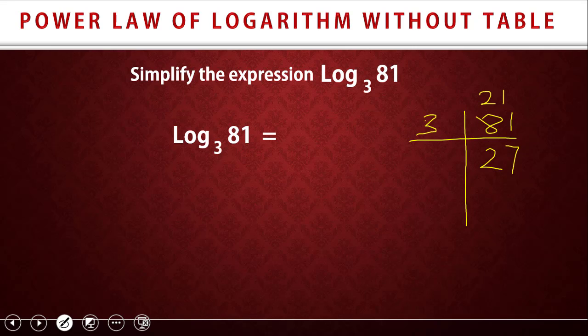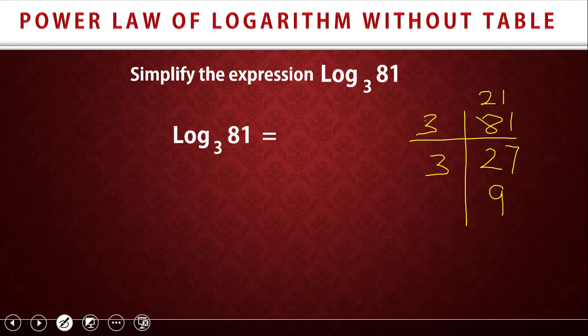So the next thing you need to do, what number can go in 27? And that number is 3. 3 can also go again in 27. How many times will 3 go in 27? That's 9 times, because 3 times 9 will give 27. So we have 9 there.